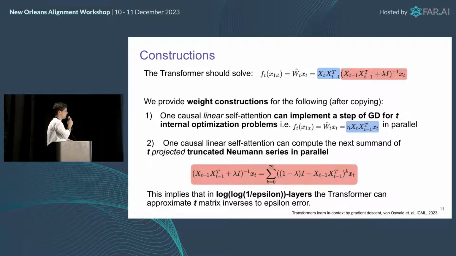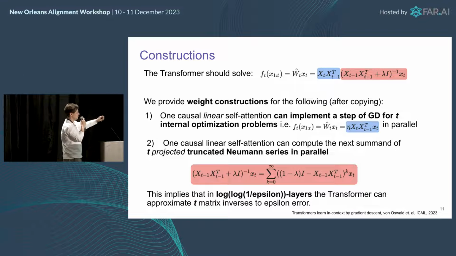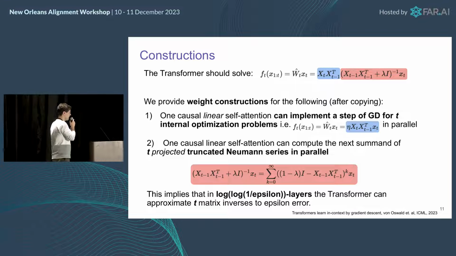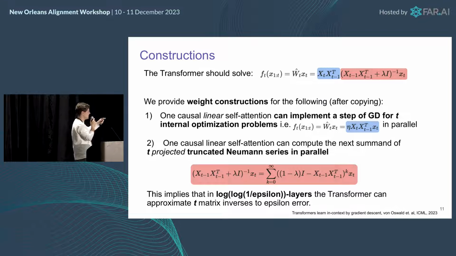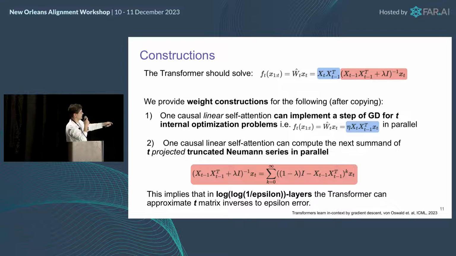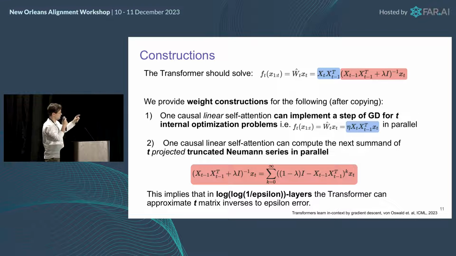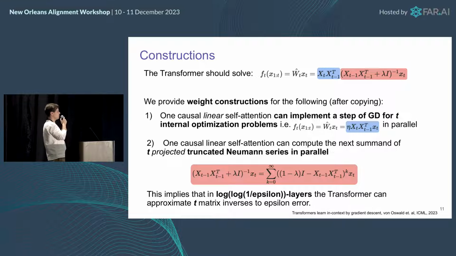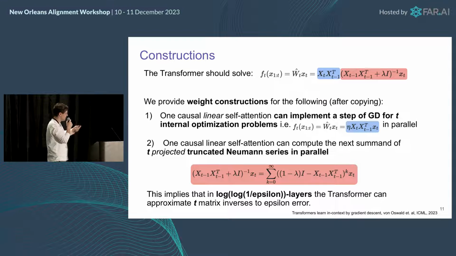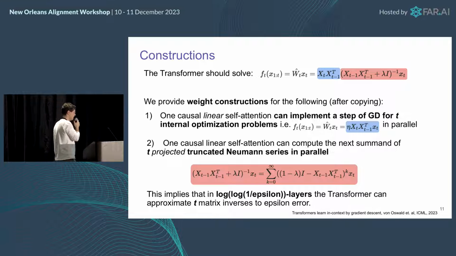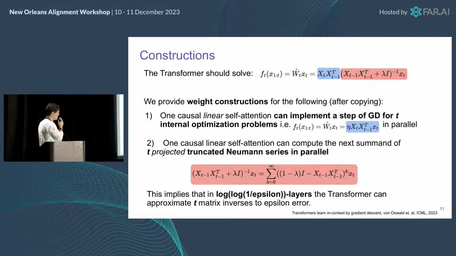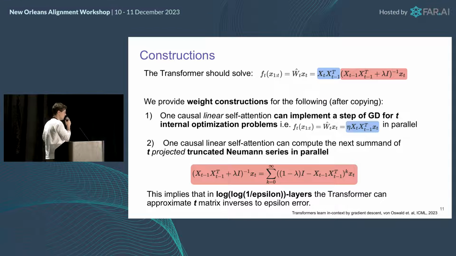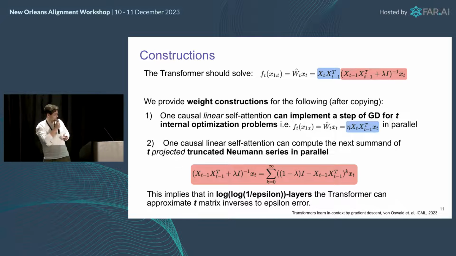And now in follow-up works, you can also show, so you see the similarities of the expressions here, that a single linear self-attention layer can actually implement a summand of a truncated Neumann series, so actually can invert these projected matrices where you right multiply with your xt, also super well. So this implies that a transformer architecture can invert these T matrices very efficiently, in log 1 over epsilon, where epsilon is the error that you want to have on the final matrix inversion.